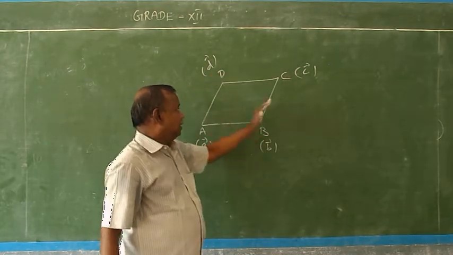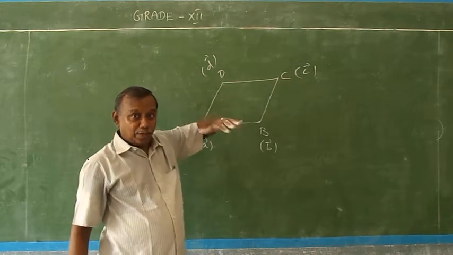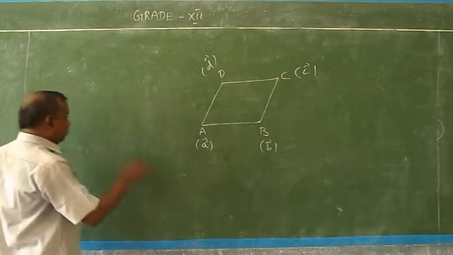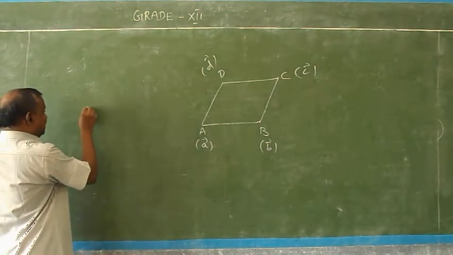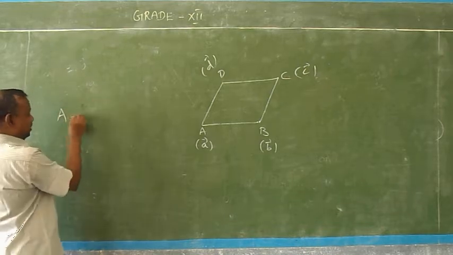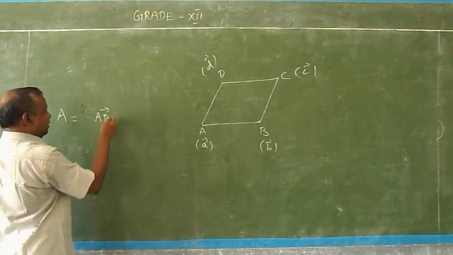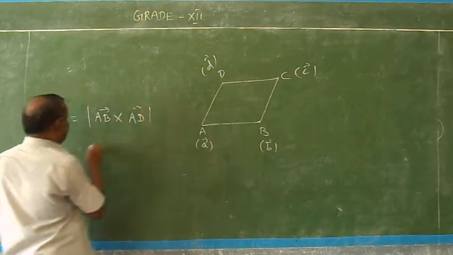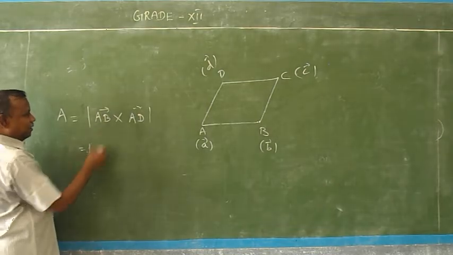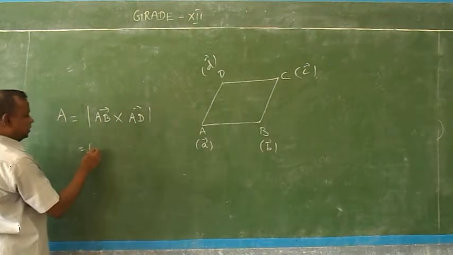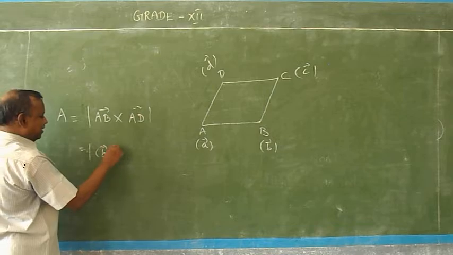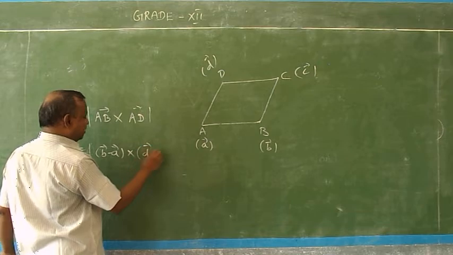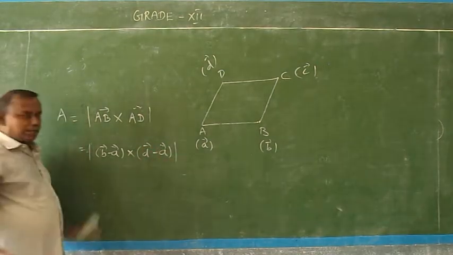When taking the cross product, the direction should be anti-clockwise. Now area of parallelogram equals modulus of AB vector cross AD vector. Before that we find AB vector. AB vector means OB minus OA, that is B vector minus A vector, cross AD vector, that is OD minus OA, that is D vector minus A vector. You can expand it and find the answer.